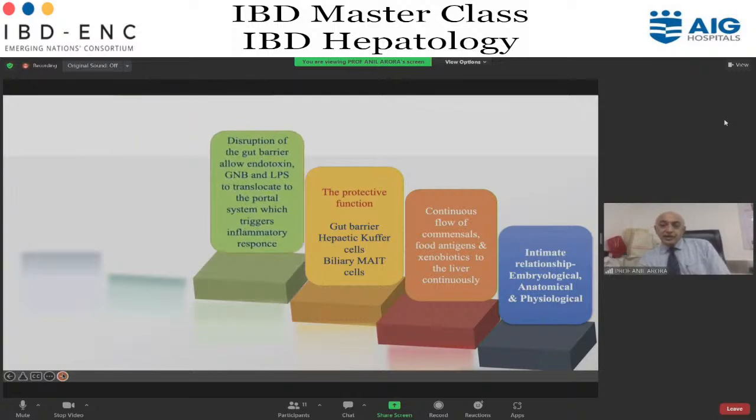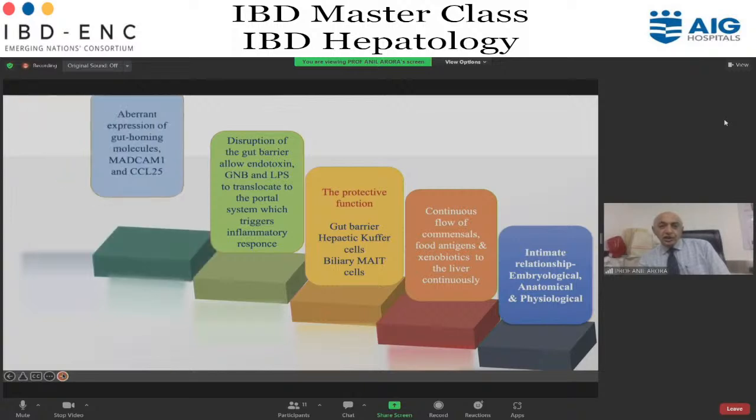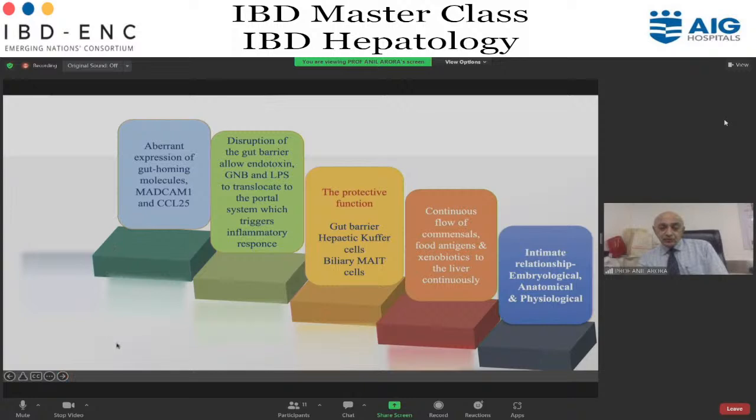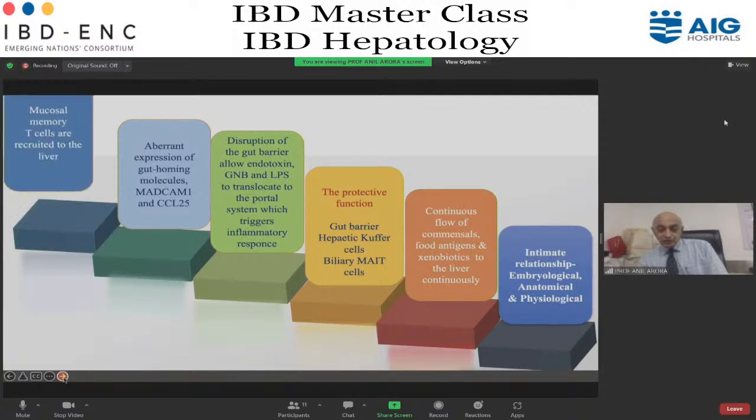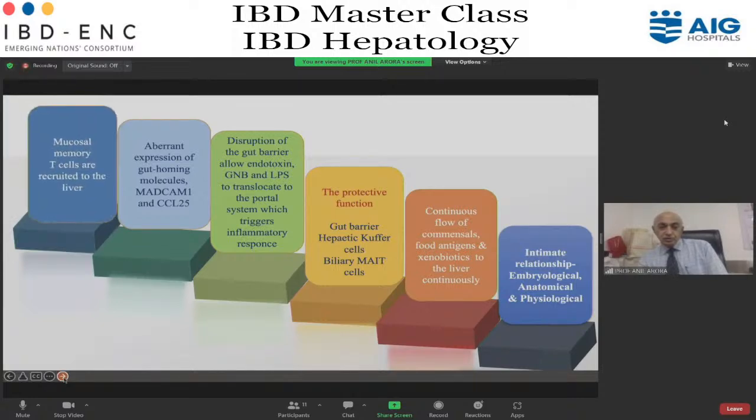Disruption of this gut barrier allows the endotoxins, gram-negative bacilli, and lipopolysaccharide to translocate across the portal vein and trigger the inflammatory response. And once there is an aberrant expression of the gut homing molecules, that is both the integrins as well as the vascular endothelial adhesion molecule called MAdCAM, you have a persistent and long-standing inflammation which was triggered by the first disruption of the gut mucosal immunity. And these mucosal memory T cells are recruited again and again to the liver to cause the link between the two.